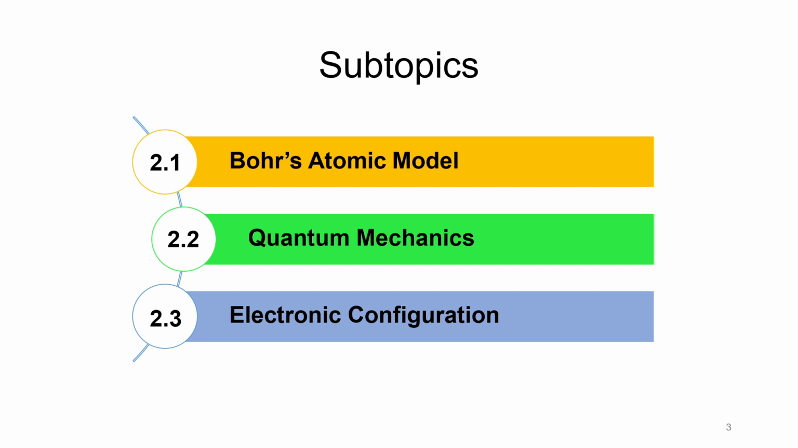For the second subtopic, it is about quantum mechanics, how we calculate the movement of electron in this atomic model. And the last subtopic, electronic configuration. How do we write the coordinate or position of electron in an atom?